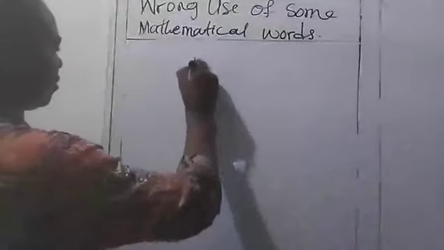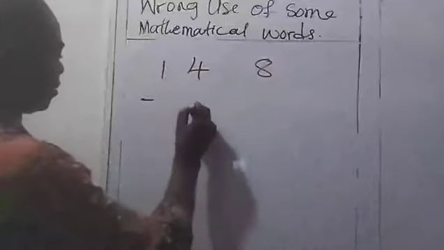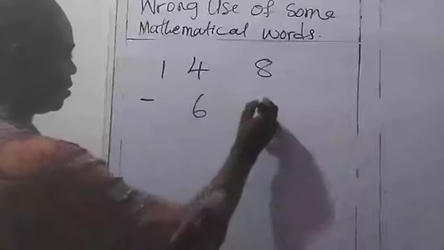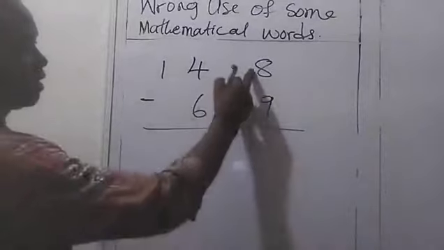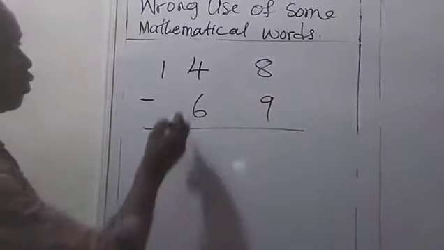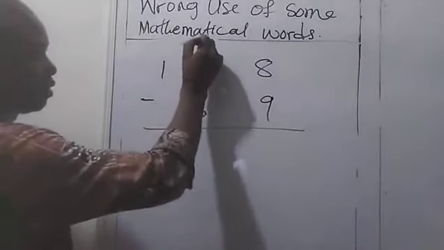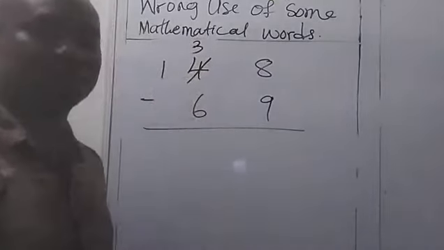Take, for example, if I have 48 minus 69. So 8 is smaller than 9. So we are going to come to this neighboring number, cross it out, and we take 1. You don't borrow 1. Please, teachers, we need to change it so that the ones we are teaching now will not pick up the same thing and start using it.